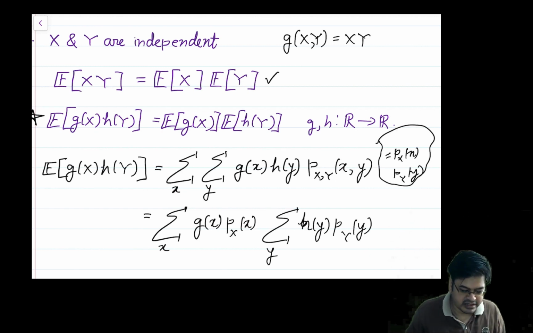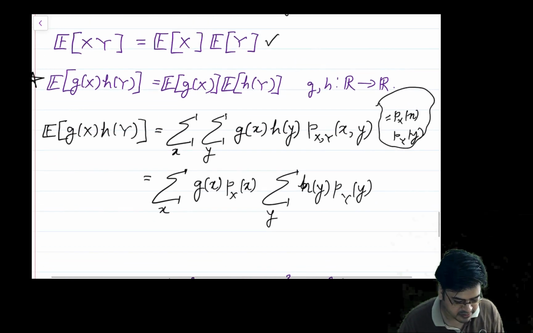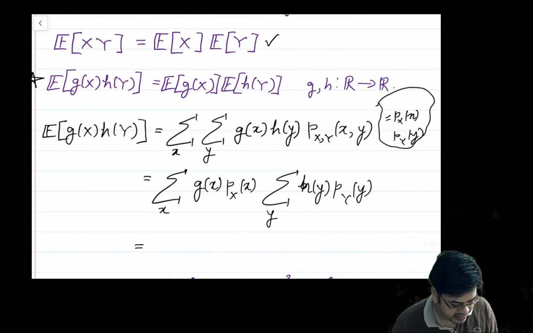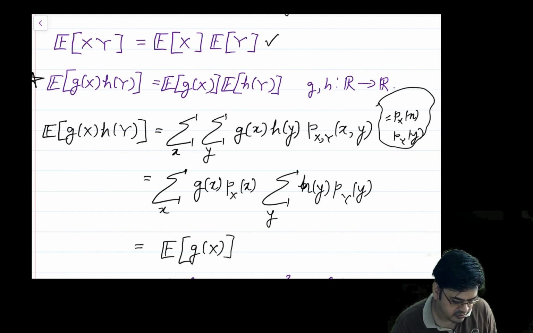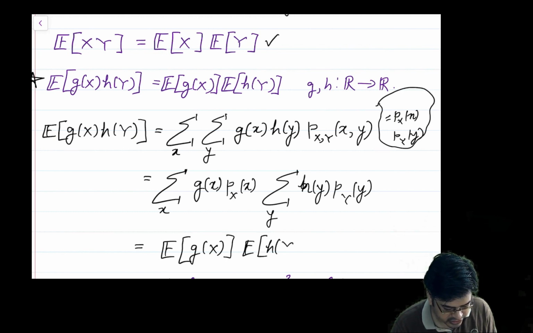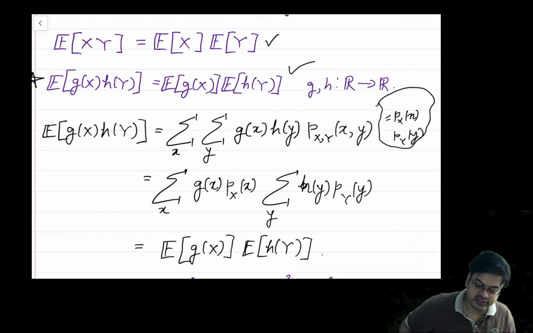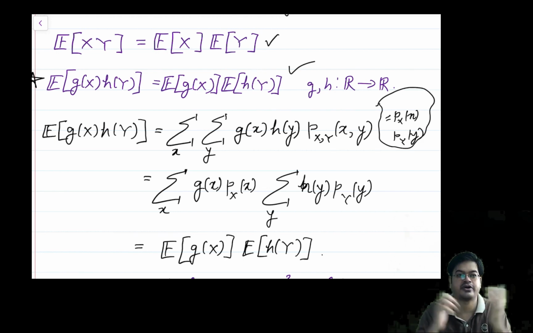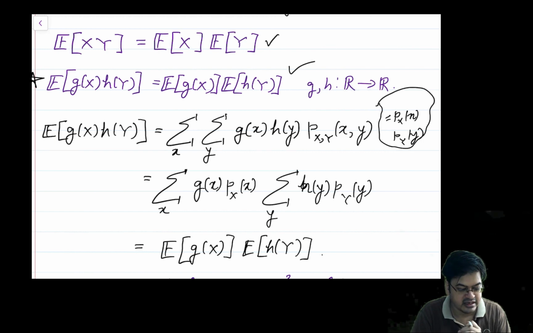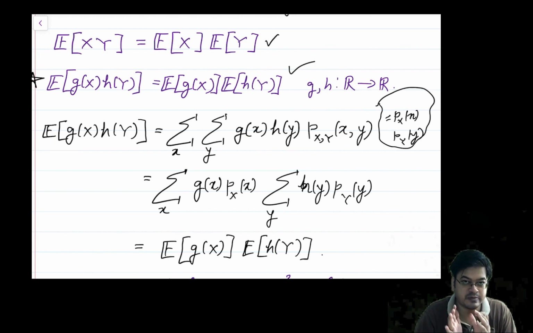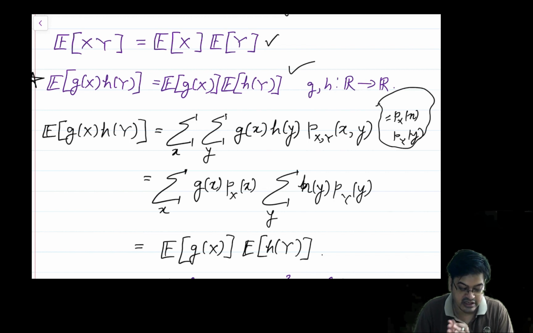Essentially I am talking about marginals then. But what is this particular thing? This is nothing but expected value of g(x), again by LOTUS. And what is this? This is expected value of h(y), again by LOTUS, right? So I have proved this result. Whenever g and h are functions from R to R and you are considering the product of g(x) and h(y), you will get expectation of a product to be product of expectation. This is when x and y are independent.